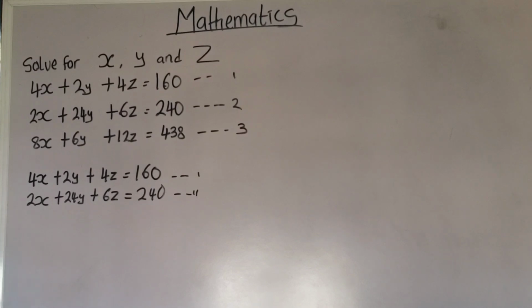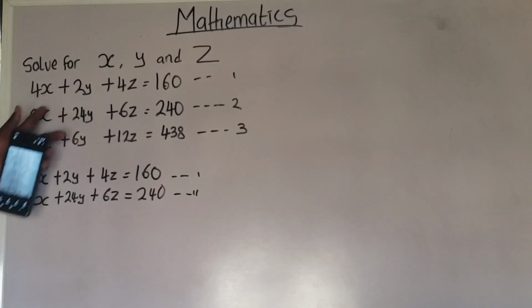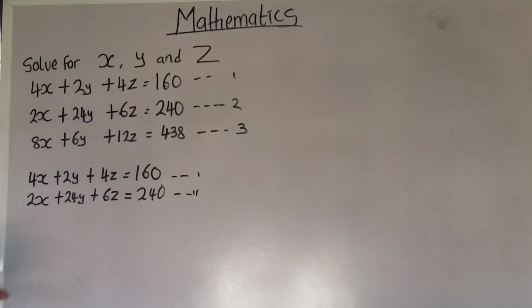Now the next step is to identify the variable, I mean the unknown, that you want to eliminate. We have three unknowns: x, y, and z. We don't know the values of x, y, and z; those are the values that we want to determine. Now we are using the elimination method. Should we eliminate x? Should we eliminate y? Should you eliminate z? In this case, I'm going to be eliminating x.